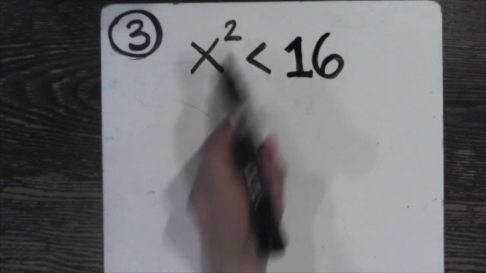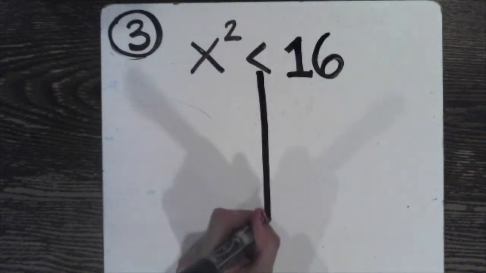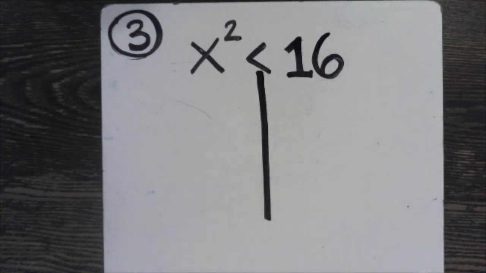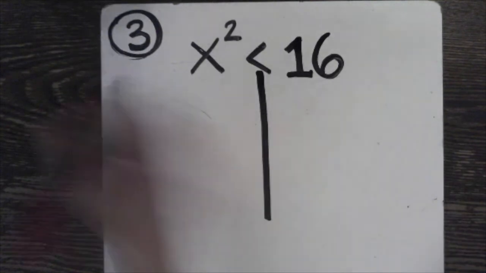Here we have x squared is less than 16. We are going to separate the two sides of our inequality, and we notice that we have an x on the left, so I am going to focus on the left side.